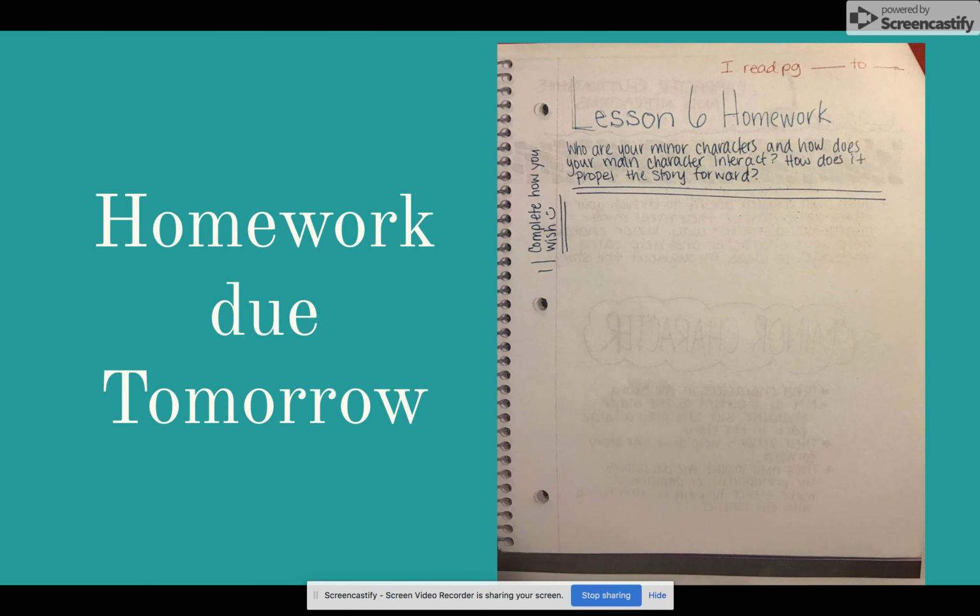Again, like every other day, complete your homework how you wish. It is due tomorrow, and I'm getting close to a homework check-in with you. So if you've not completed homeworks 1 through 5, make sure that you get those done so that when I come to check your packets, you're not a whole bunch of homework sessions behind.